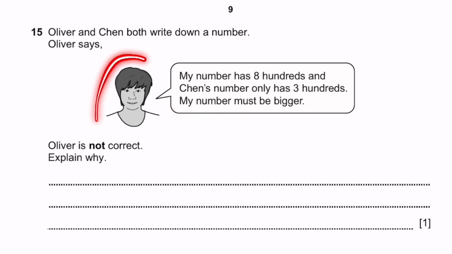So if Oliver does not have a fourth digit or does not have a thousands digit, and Chen's number has a thousands digit, then Chen's number is obviously greater because thousands has more value than hundreds. So we can just write this and say that he's not correct.